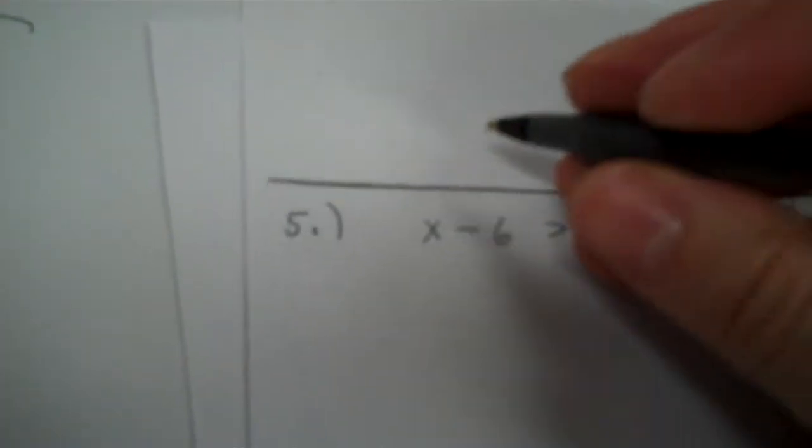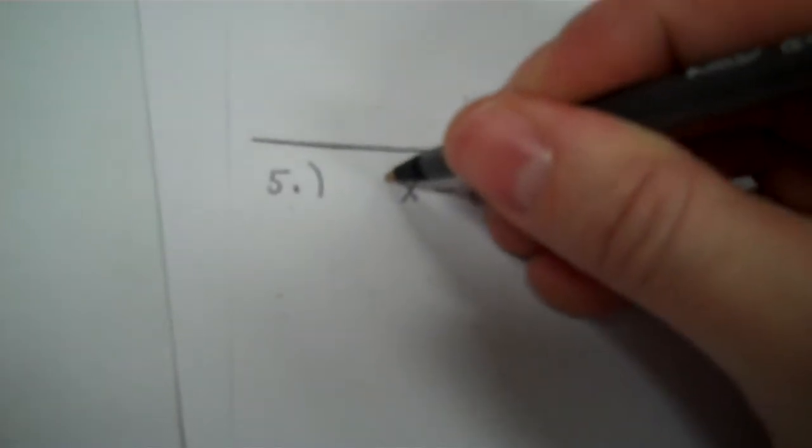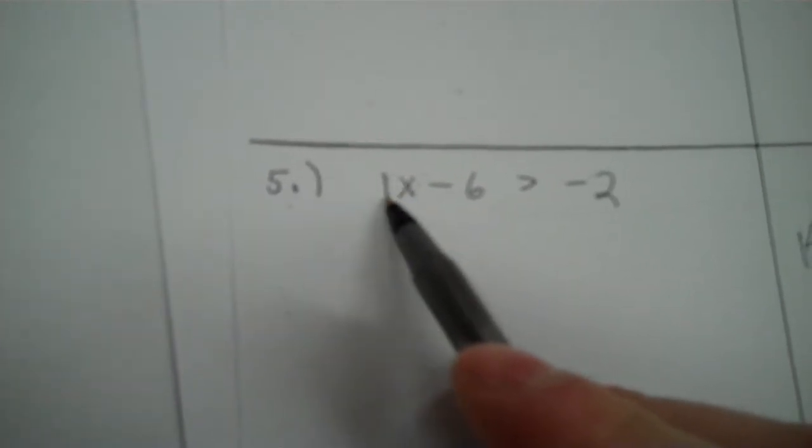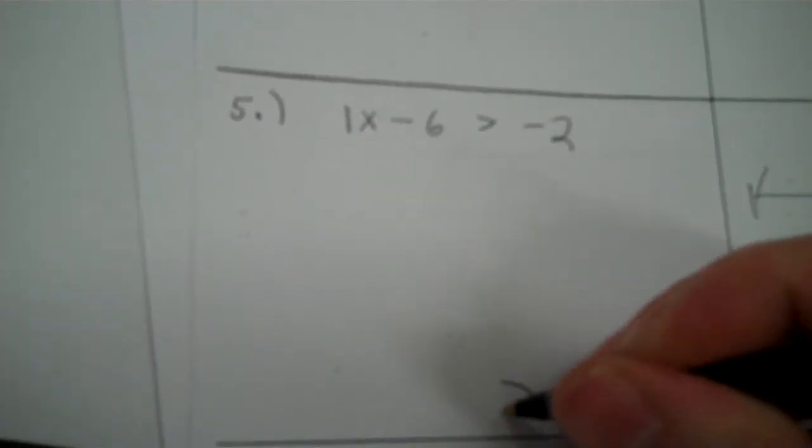Okay, now, solve each inequality, graph the solutions, and label the answer. Here's what I mean by that. You make your number line. Now, a couple things you're going to want to do here. Make sure you know what your x multiplying number is. It's a 1. It's positive, so the sign stays the same.